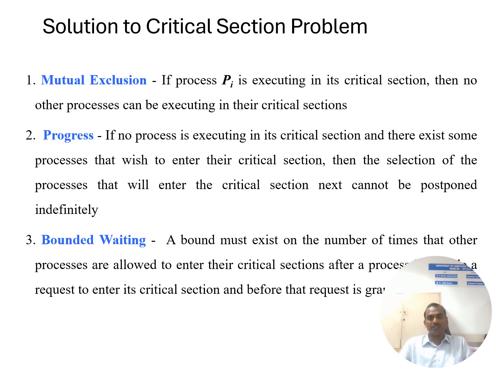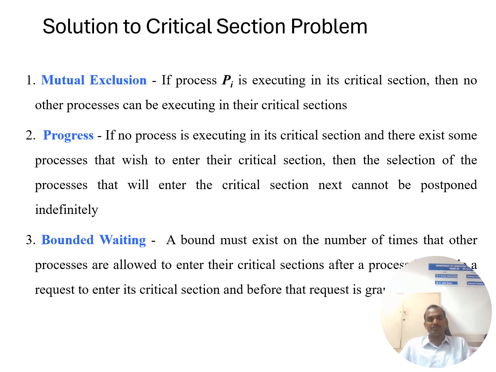What is the solution for the critical section? We know what a critical section is. If one process is in its critical section, no other process will enter its critical section. So we have certain solutions. One is mutual exclusion, another one is progress, and another one is bounded waiting.